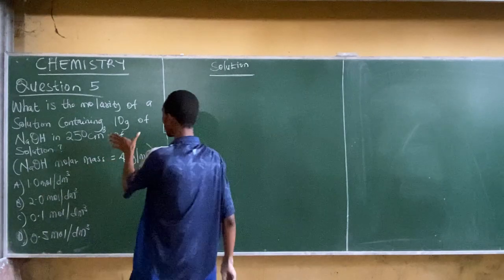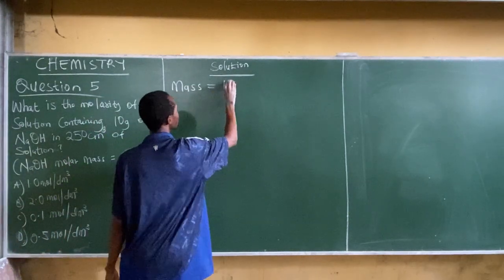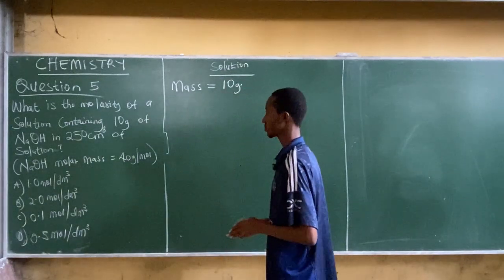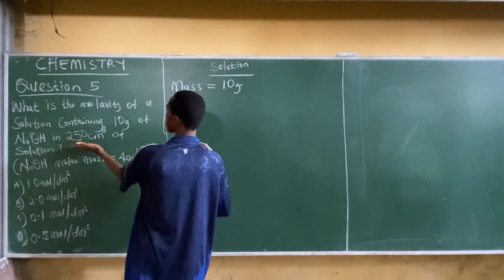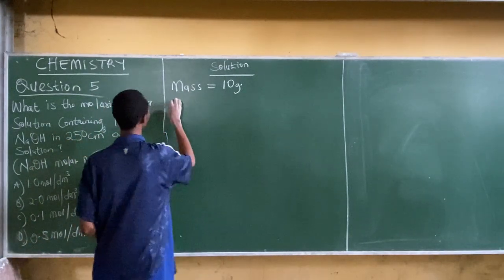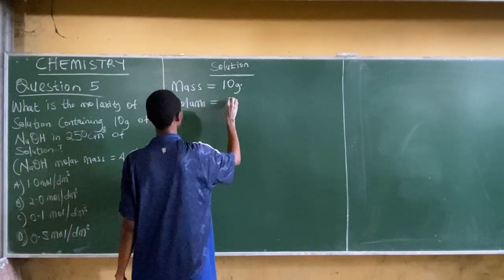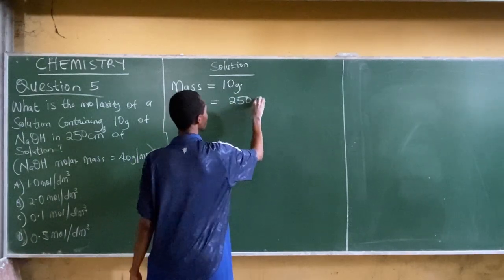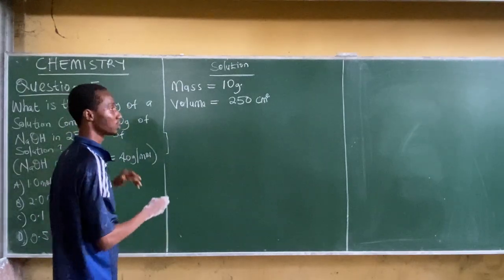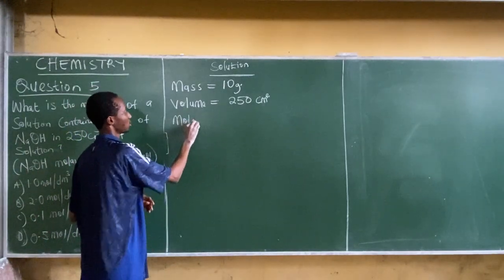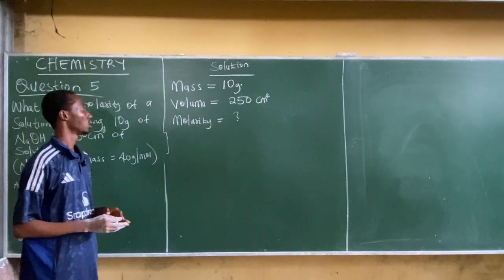From the question, we are given the mass. We have mass to be 10 grams. They also gave us volume of the solution to be 250 cm cube. So we have volume equal to 250 cm cube. They said we should find the molarity. We don't know molarity. Molarity is unknown.